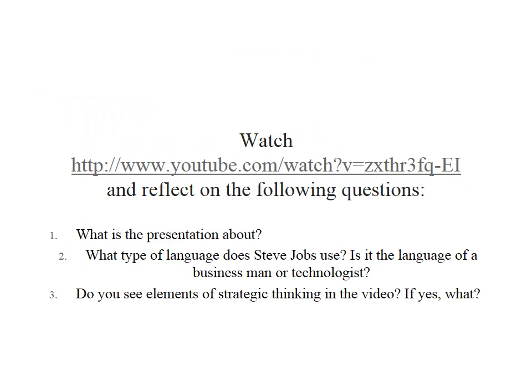I would invite you now to stop for a moment and watch the video here. The video is short, about 3 minutes, and represents the first time that the Apple I was shown to the public. The video is a movie, so there are actors impersonating the characters, but it is realistic. Something like that might have appeared. What is interesting to me in this video is the language that Steve Jobs is using. Notice the language, notice the style, pay attention to the words that are used. Is that the language of a businessman or a technologist? Do you see elements of strategic thinking in the video? If yes, what?